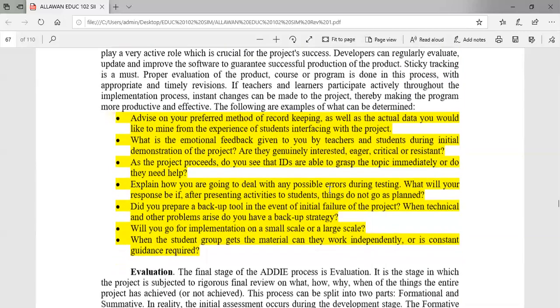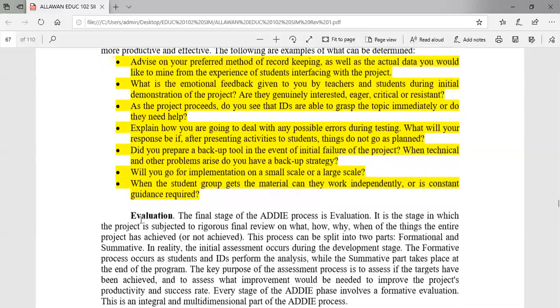Another questions are here. And then lastly, same kanina sa ASSURE model, meron din siyang evaluation. So this is the final stage. Di ba? It's like that. So the rigorous final review on what, how, why, when of the things that the entire process has achieved or not achieved. So just like on this week's lesson, I'll give an examination or evaluate your reading ability if you have read some of my lessons.